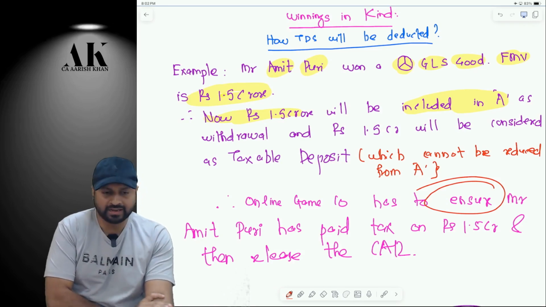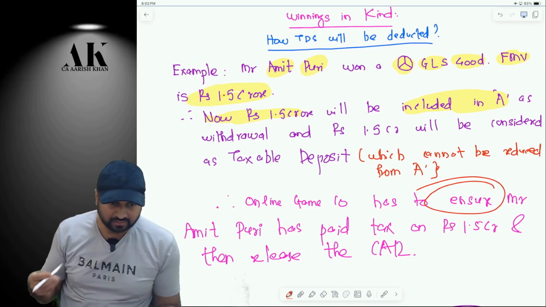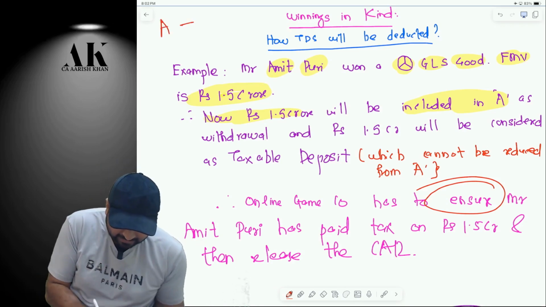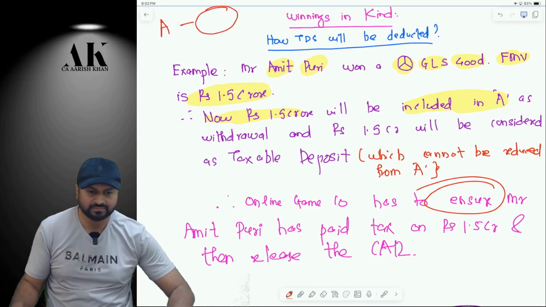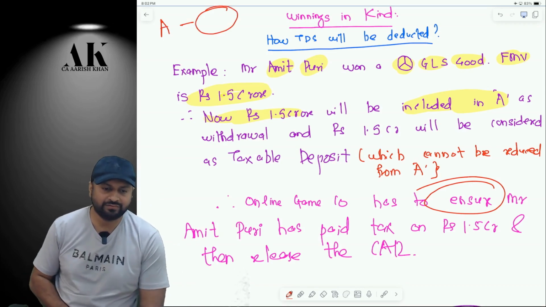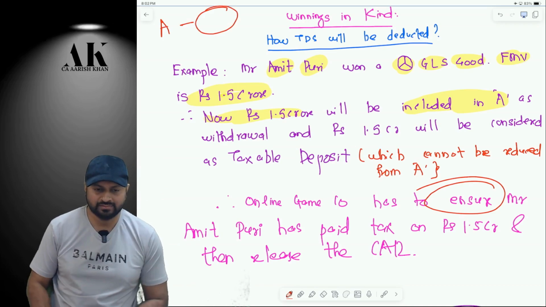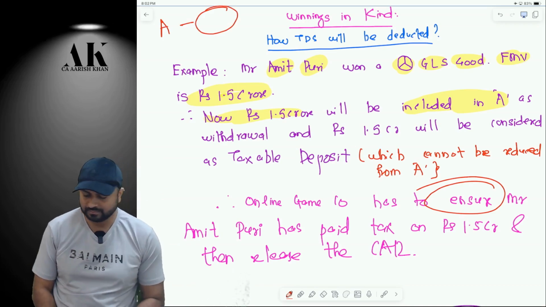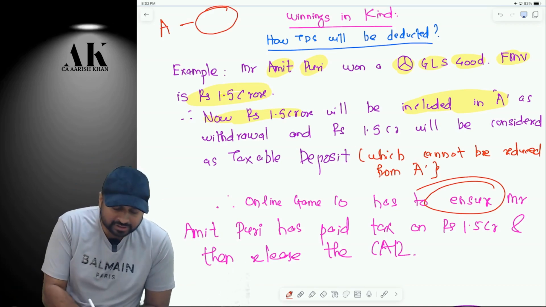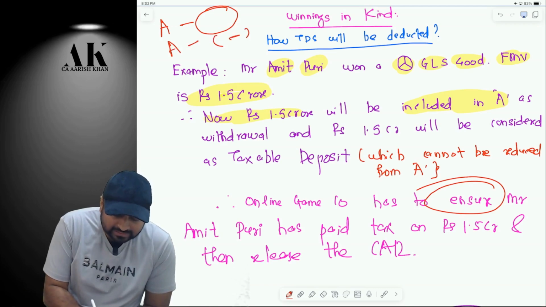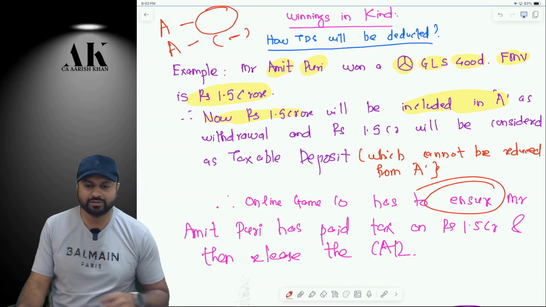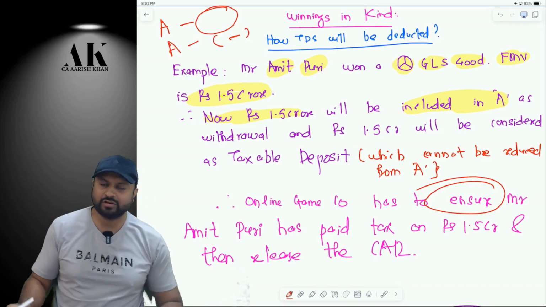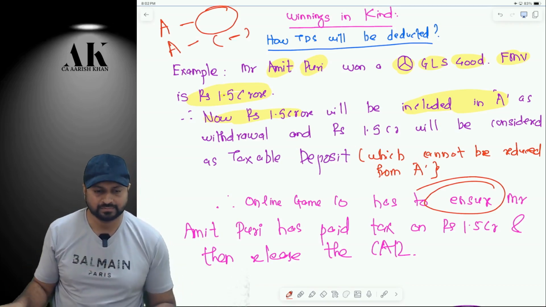No, reduce from A, right? Raman, you subtract from A only, right? In that context I have written it. Okay. If it were a non-taxable deposit, we could have reduced that amount from A, right? Taxable deposit you cannot reduce because on taxable deposit you have to pay tax, correct?